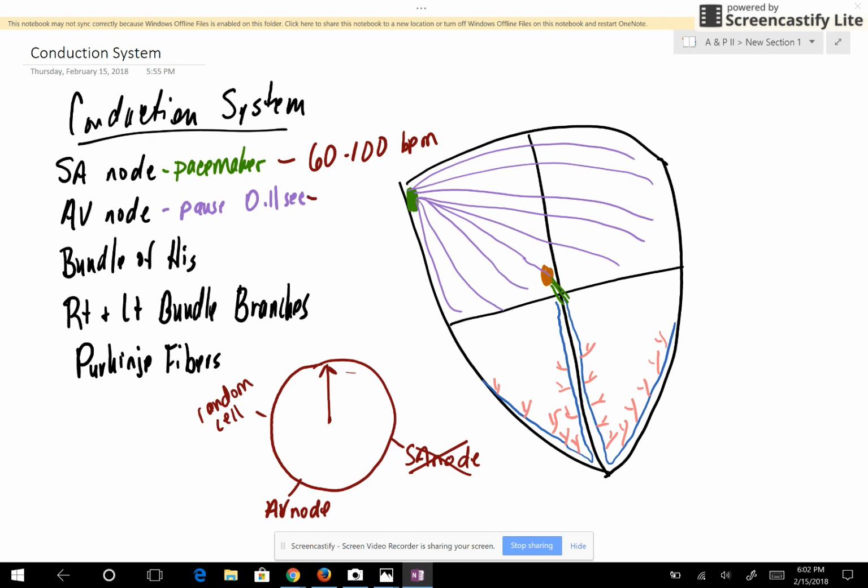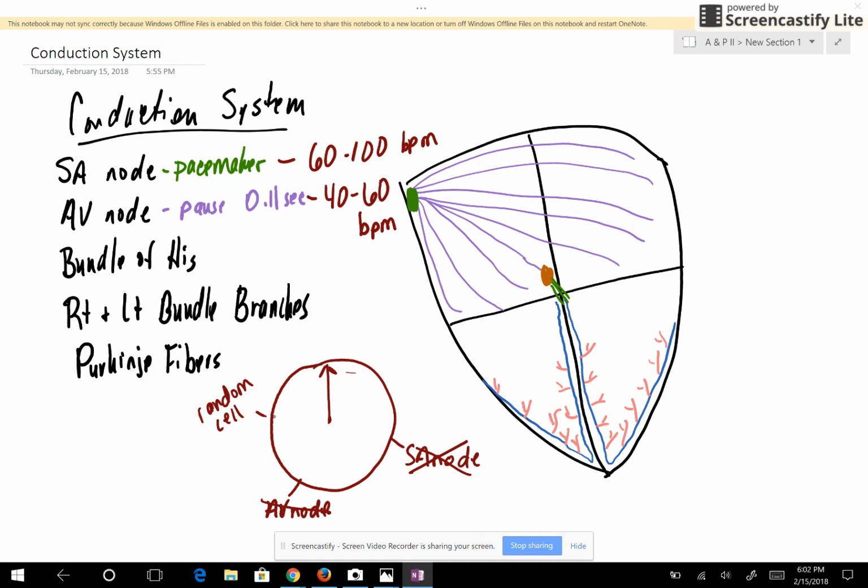Okay, if the AV node becomes the pacemaker, so if the AV node is the one that depolarizes first, the heart rate is going to be between 40 and 60 beats per minute. Okay, if something's wrong with the AV node and it doesn't depolarize, then our little timer can go around to the SA node, but the AV node doesn't work.